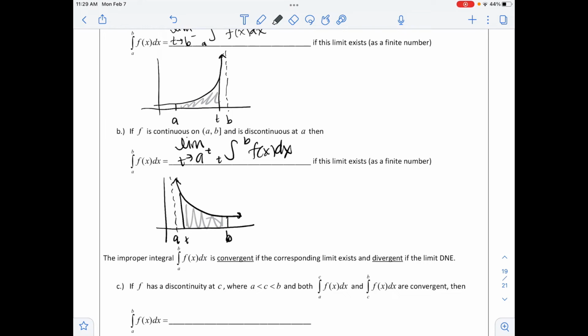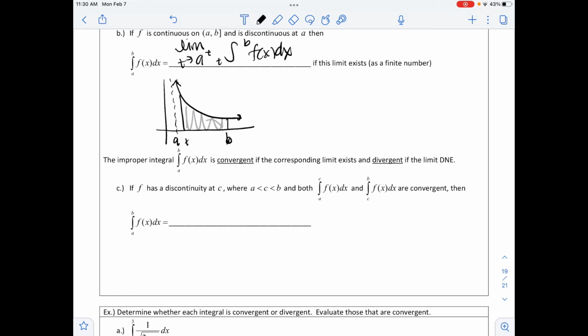Likewise, the improper integral from a to b of f of x dx is convergent if the corresponding limit exists and divergent if it does not exist. We also have part C, which says if f has a discontinuity at c, where c is in between a and b in that interval, and both the integral from a to c of f of x dx and the integral from c to b of f of x dx are convergent, then the integral from a to b of f of x dx is going to equal the integral from a to c of f of x dx plus the integral from c to b of f of x dx.